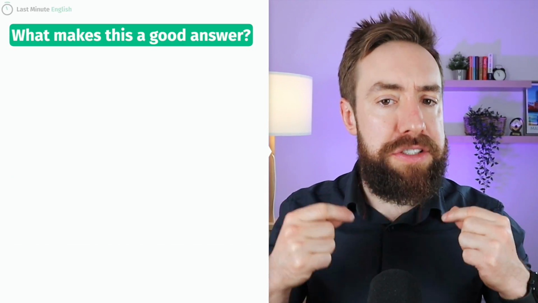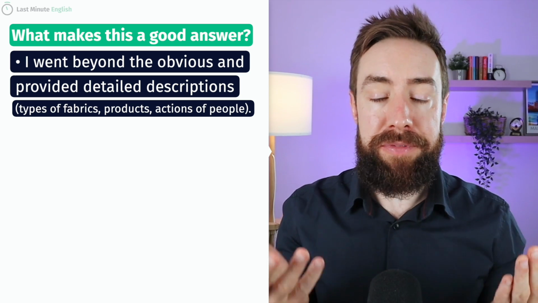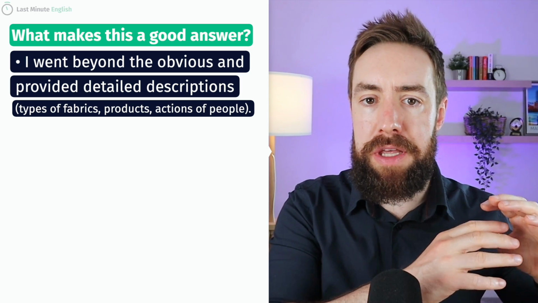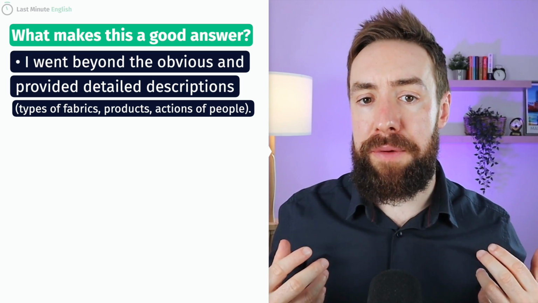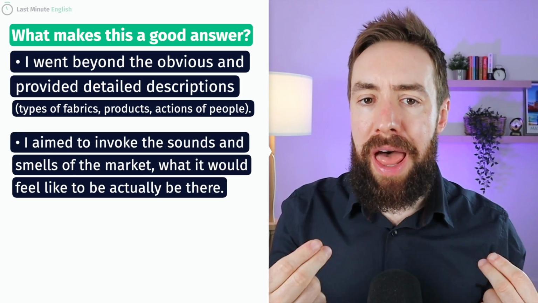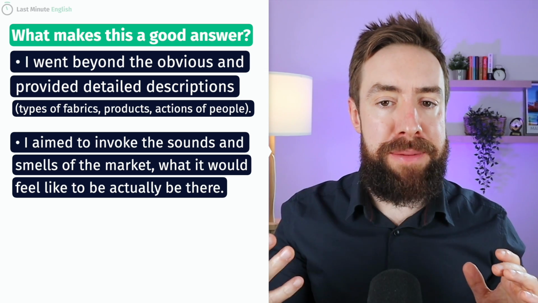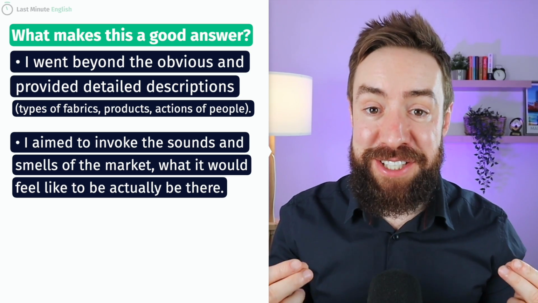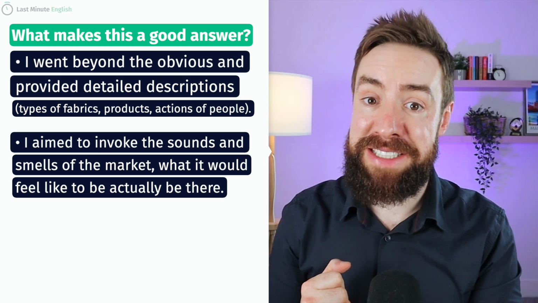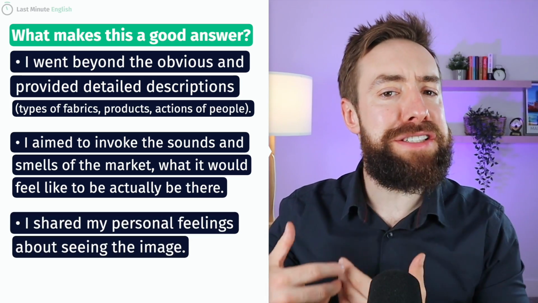So, why is that a good answer? There's a few things that we can learn from it, except for the vocabulary, and there's lots of vocabulary. So also, I went into a lot of detail about what I could see. For example, I talked about the fruit that's piled high in the stalls. I also gave the idea of what it would be like to actually be there. I could imagine the people calling and saying, "Hey, come over here," getting the attention of the customers passing by. And I also shared my personal feelings.